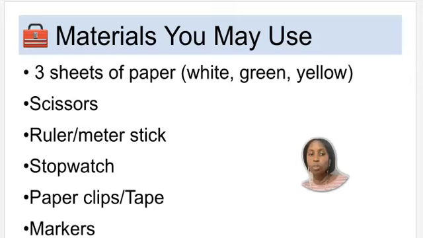So here are the materials that you may use. I'm going to give you 3 sheets of paper, 1 white, 1 green, 1 yellow. They may not be green or yellow, but they're probably going to be different colors. You can have access to the scissors, a ruler, a meter stick, a stopwatch, paper clips, tape, and markers. All of these things will be located inside of the classroom in the student materials section, which is the back cabinets in the room. You can ask me in person.